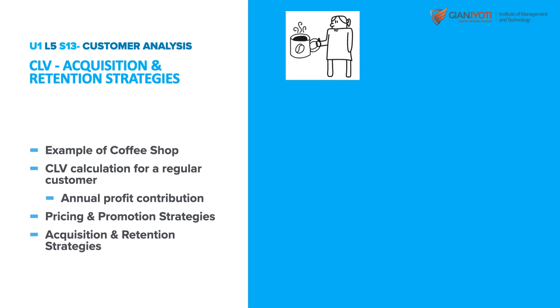So that is the simple formula that we use for calculating the CLV. Now let us try to calculate CLV through a simple example. For example, you are running a coffee shop and we would like to calculate the CLV for a regular customer who has been coming to you for the last so many years, and this customer is your 5-star customer. We need to know the annual profit contribution that this customer is making to your business.